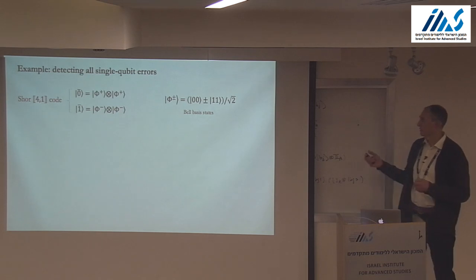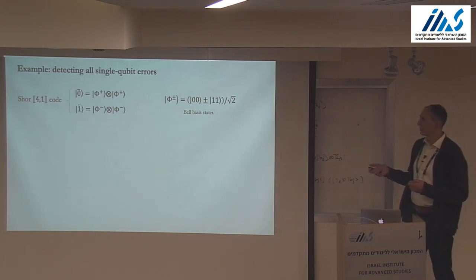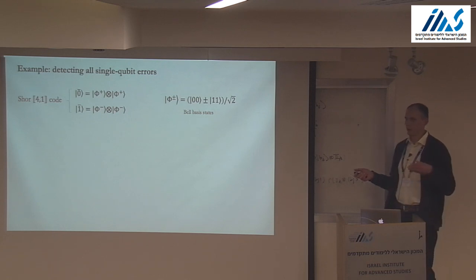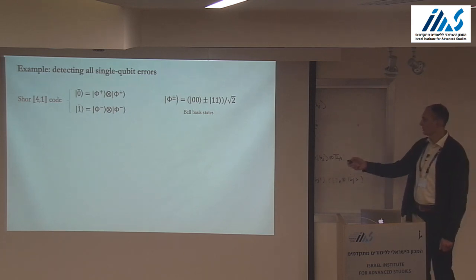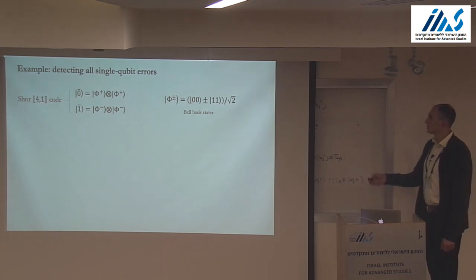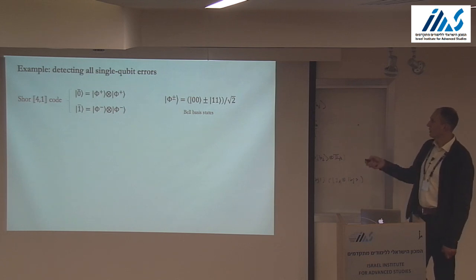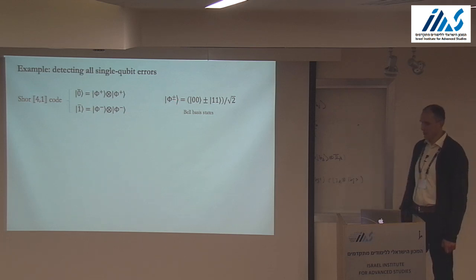Let me just give you a very simple example. This is a 4-qubit code encoding 1 qubit. So these are the encoded 0 and 1 states. They are defined in terms of Bell basis vectors. So we have two orthogonal Bell basis states, phi plus and phi minus.